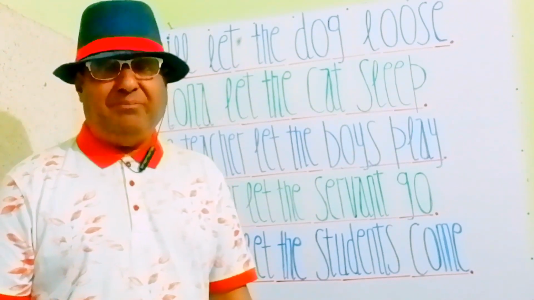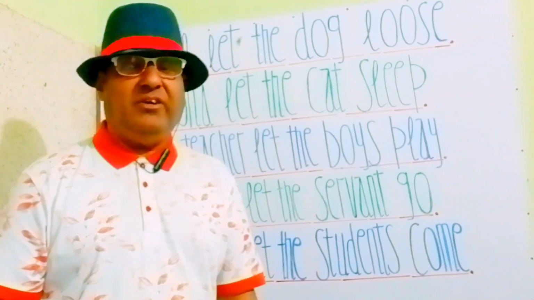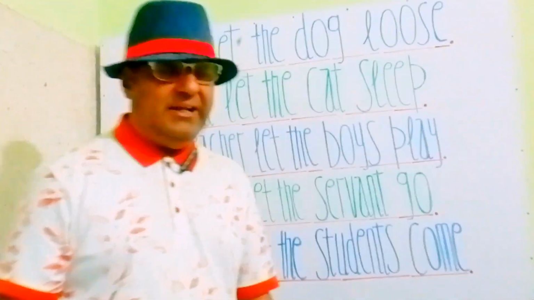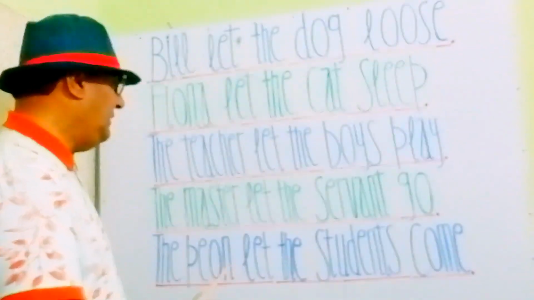In speaking, the master let the servant go. Malik ne nokar ko jaane diya. Let's see the next statement. Aye, agle jumle ko dekhte hain.